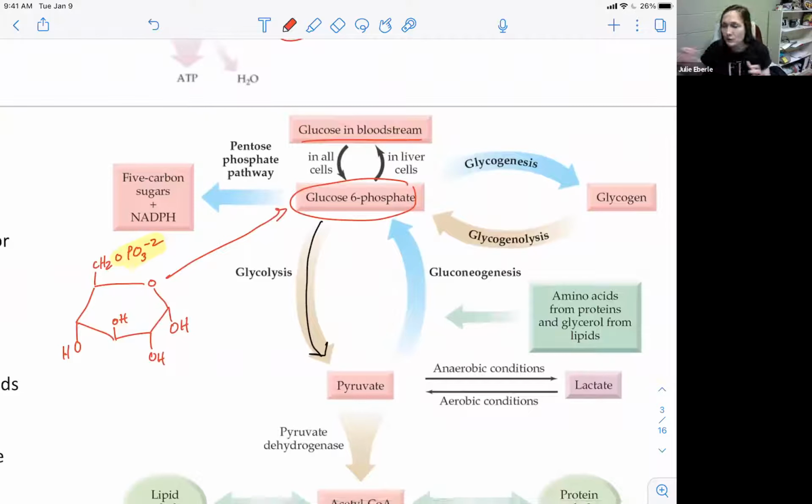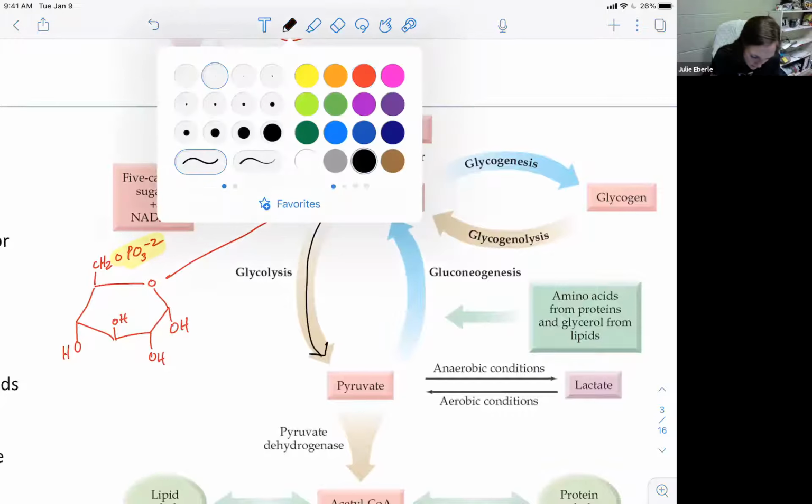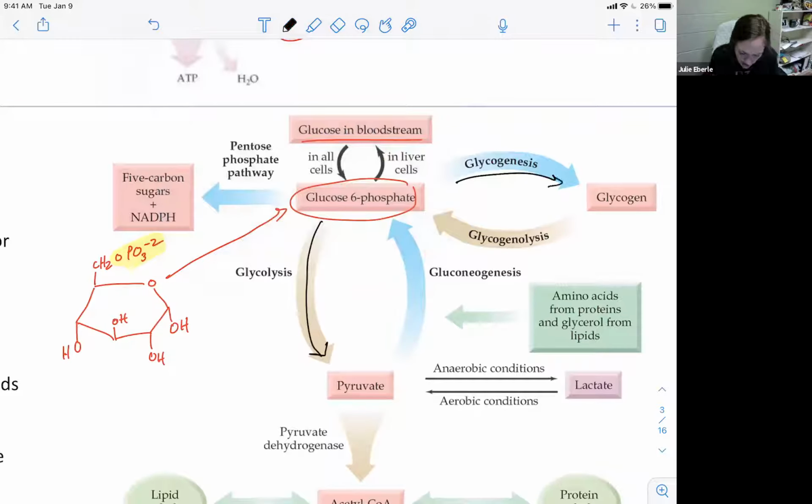Why? Because we're building up, we're linking together molecules of glucose into a long chain. So that is anabolism. All right. So that is this right here. We're going to follow glycogenesis to make glycogen.